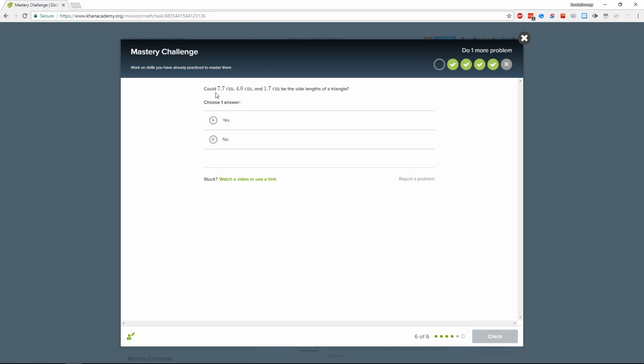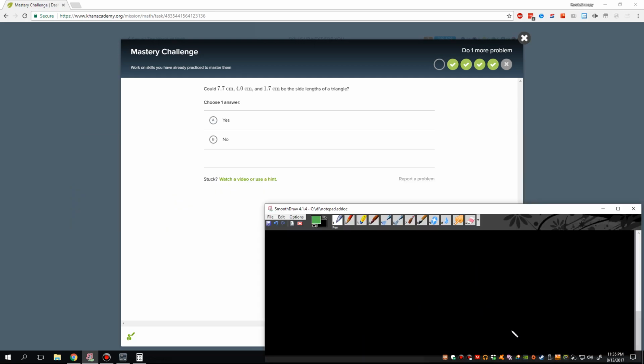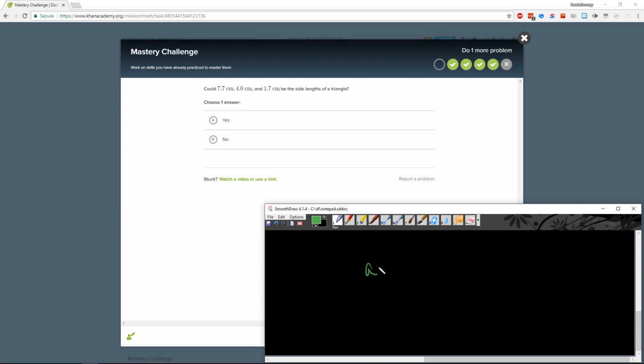Could these be the side lengths of a triangle? I don't know if I know. So yeah, it's a plus, that's the squared thing, right? So it's a squared plus b squared equals c squared. So 4 squared plus 1.7 squared equals 7.7 squared. That's 16 plus something, so no.